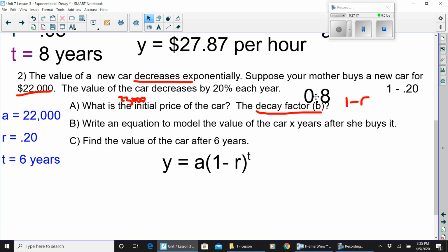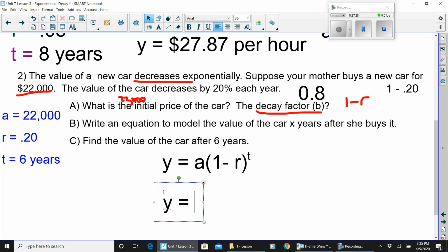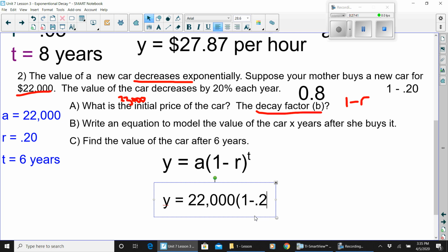Right, so just be aware of what that is, because that's definitely some type of question that they get asked over and over again. Just be aware that it's there and you have to figure it out sometimes. So it's 1 minus the R, which is the 0.20. And in this case, part C says find the value after 6 years.